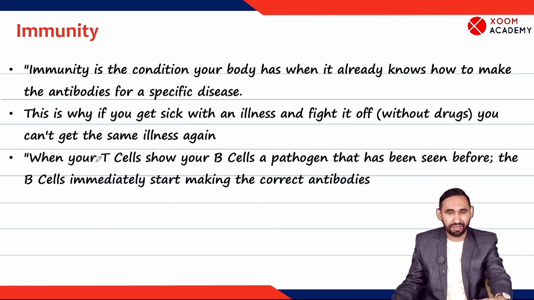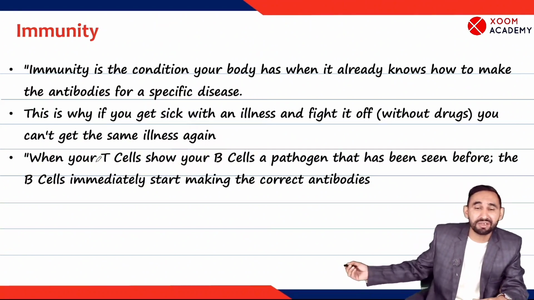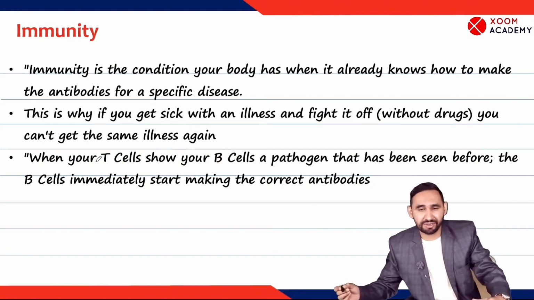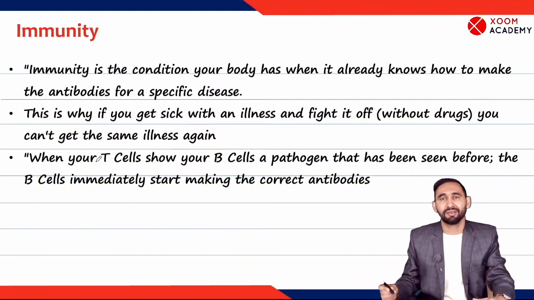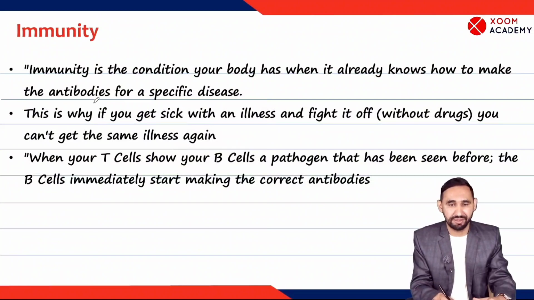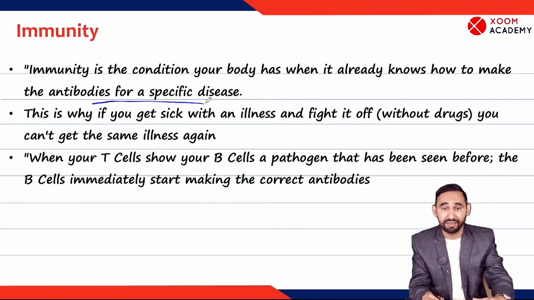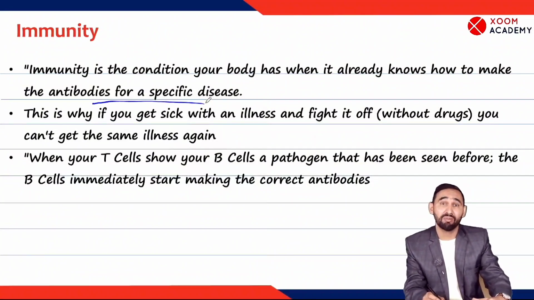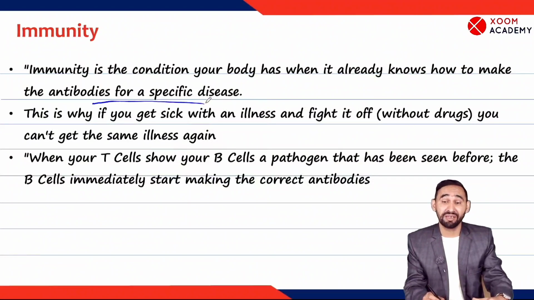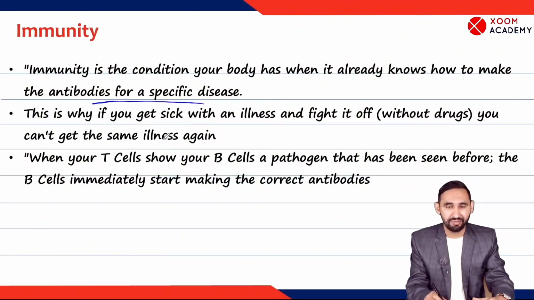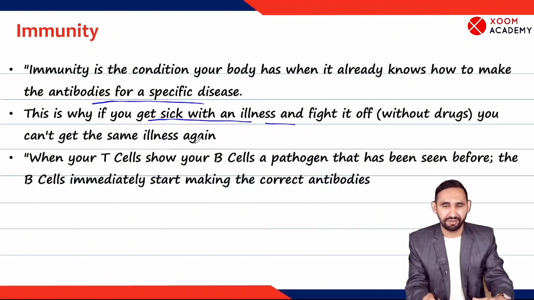Let's start with immunity. What is immunity? Immunity is the defense system of our body. It's a condition our body has when it knows how to make antibodies for a specific disease. Or we can say that antibodies are made by our body against a specific disease. It's a defense system. That's why if someone gets ill, he fights off the disease, because T cells show our B cells that a pathogen has come, so they make antibodies.